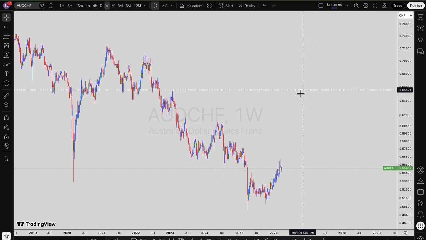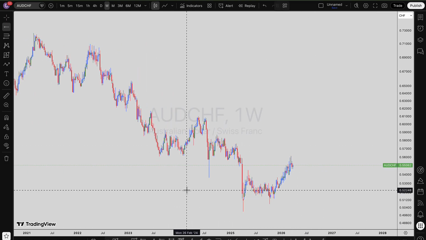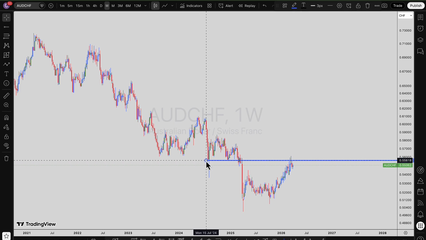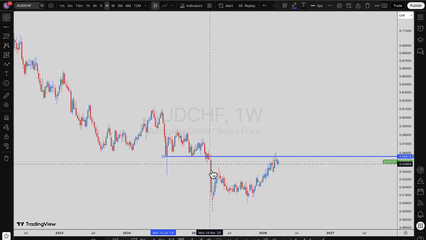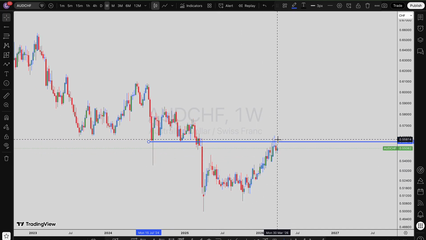We are on the weekly charts. First thing, mark our key level structure out. Right here is our key level. You can see how we broke this support structure the way to the downside. We retested. A retest doesn't mean we have to start looking out for a sell. It means you have to pay attention.